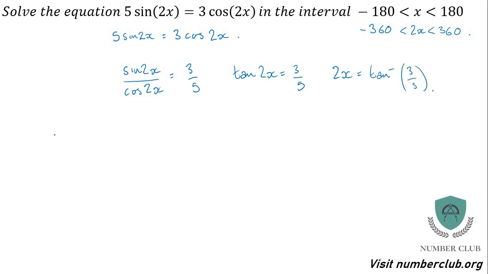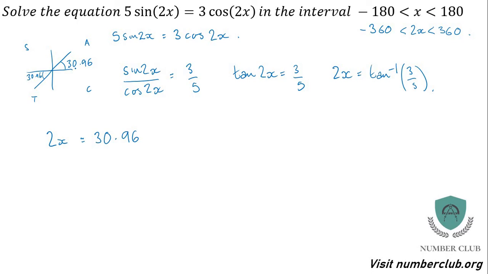And so 2x is equal to inverse tan of 3/5. What we'll do is find all our candidate values for 2x. I expect there to be 4. We'll need to do CAST to make sure. So we've got inverse tan of 0.6, which is 30.96, your first value, and then we can use CAST. So we've got 30.96 here.